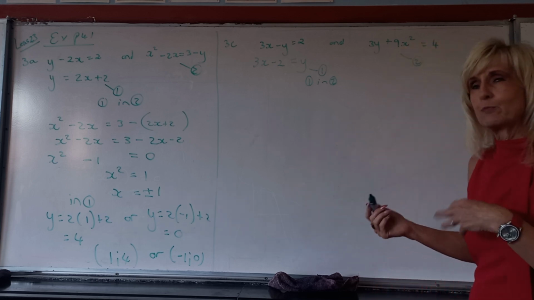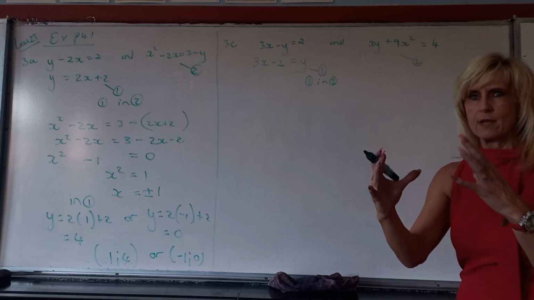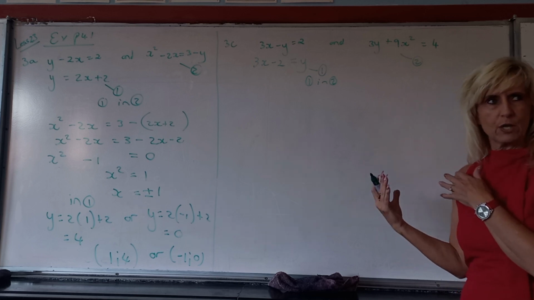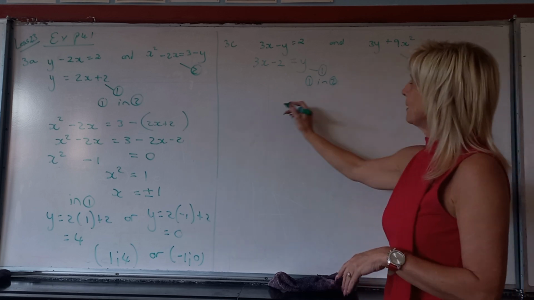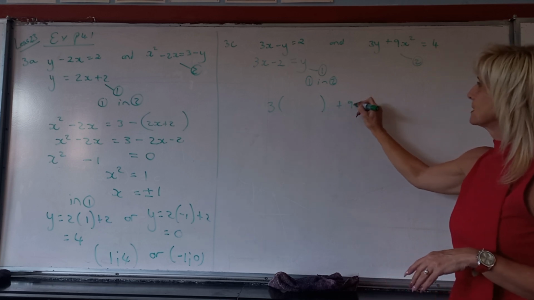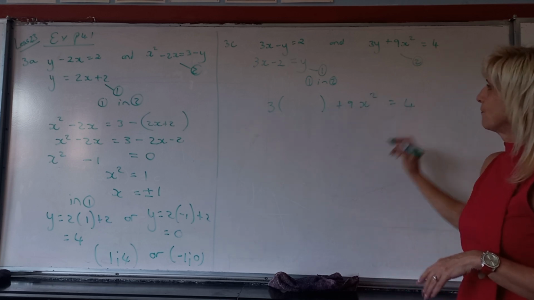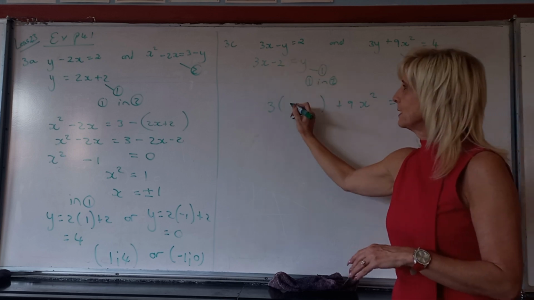Then it becomes a little bit more difficult because now into the y or the x I've got to put fraction-ish things. But you can work with fractions. We're going to look at fractions now again. So in that expression we have 3 times y plus 9 times x squared equal to 4, and the y is now substituted with 3x minus 2.